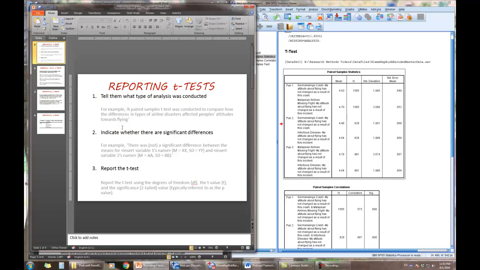The second key piece of information is that you want to tell your reader whether or not there were any significant differences between the means. To do this, you report the mean and the standard deviations. What you'll find in quantitative research is that the results section is kind of a formula. Once you have the basic structure of each of your sentences, it is simply about plugging your data into each of the sentences. The results section isn't the most beautiful prose that you'll ever read, but it's essential. It's essential information that you're communicating about your findings. And then the third piece of information is that you report the t-test itself. So you'll report the degrees of freedom, the t-value, the significance, typically referred to as the p.